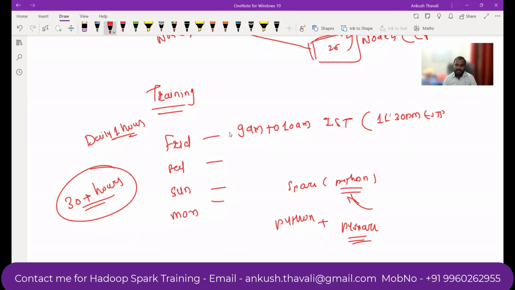The fees for this training will be very, very low compared to the market. It's 9,009 INR or $150 only.